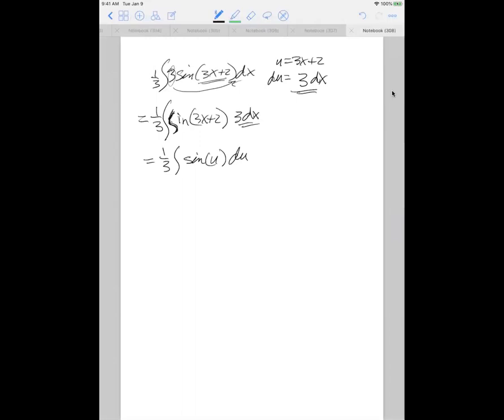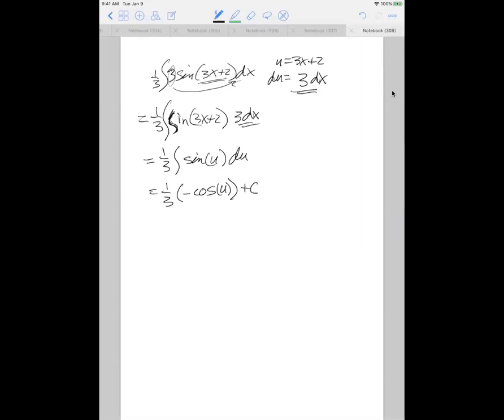So now what's the integral of sine? What did I take the derivative of to get sine? Well, it's cos, and this is the one where you've got to switch the sign. Remember, it turns out to be negative. So we end up with, make sure you use parentheses on this, negative cos u, and this is going to be a plus c in this situation.